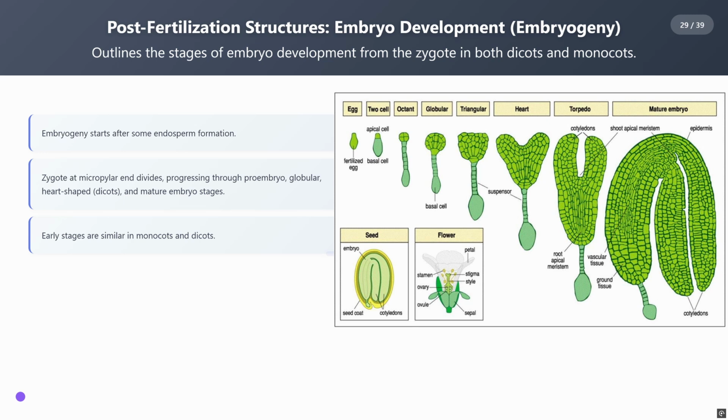Embryo development, or embryogeny, typically starts at the micropylar end of the embryo sac, which is where the zygote is located. Interestingly, the zygote usually doesn't start dividing immediately after fertilization. It often waits until at least some amount of endosperm is formed, ensuring there's a nutrient supply ready. Smart move. And although the final mature embryos in monocots and dicots look quite different, the very early stages of their development, embryogeny, are surprisingly similar across both groups. The zygote divides repeatedly, forming a sequence of structures. It progresses through stages, often described visually as the proembryo, then a globular stage, then a heart-shaped stage in dicots, and finally maturing into the fully formed embryo.